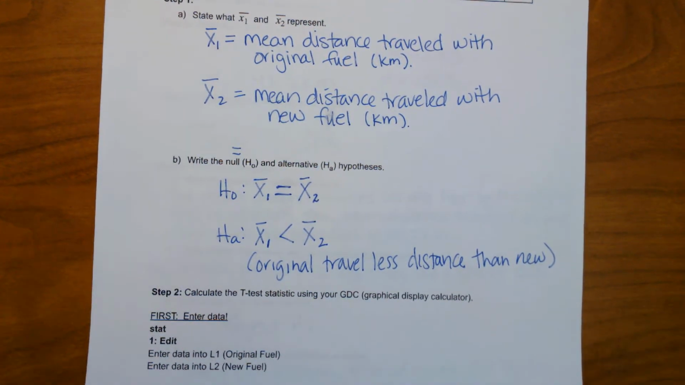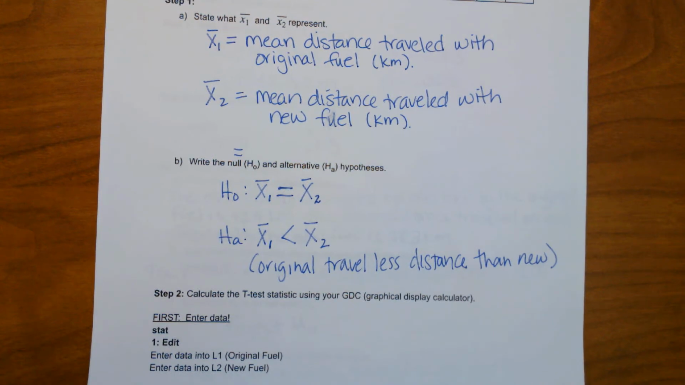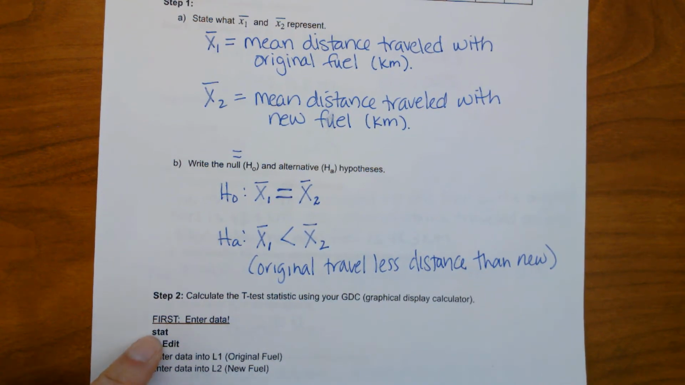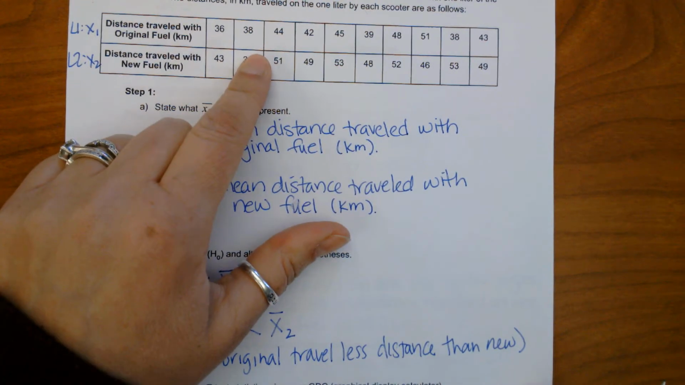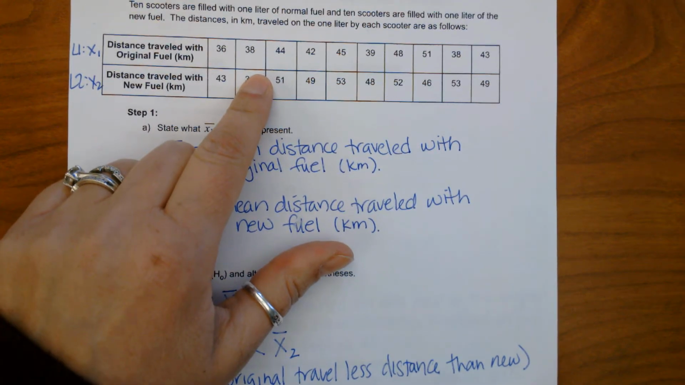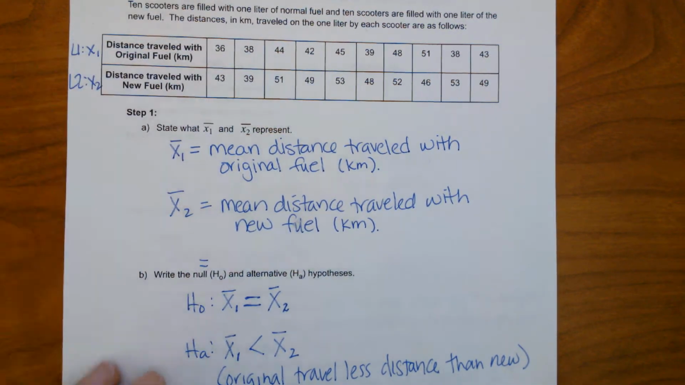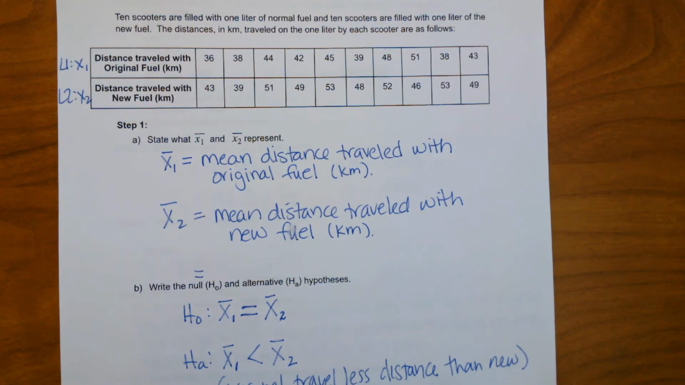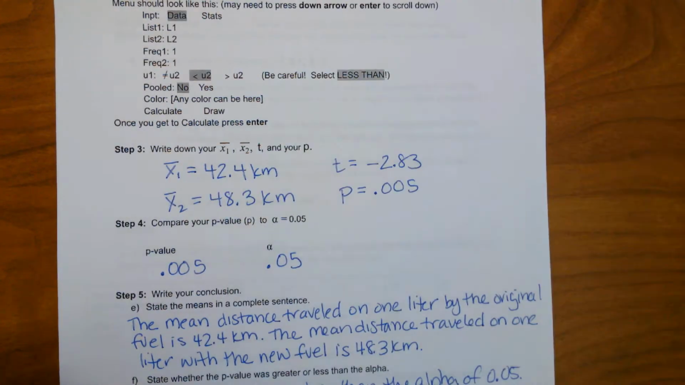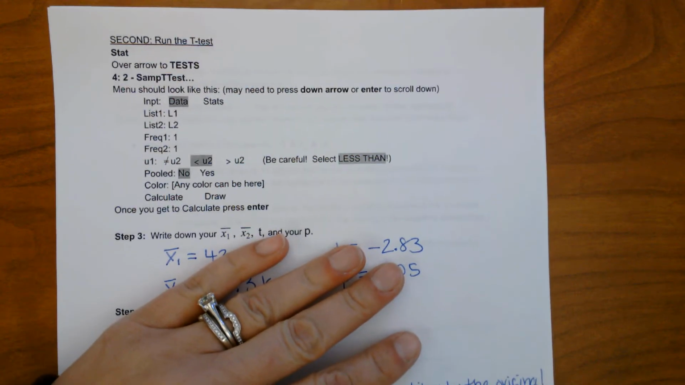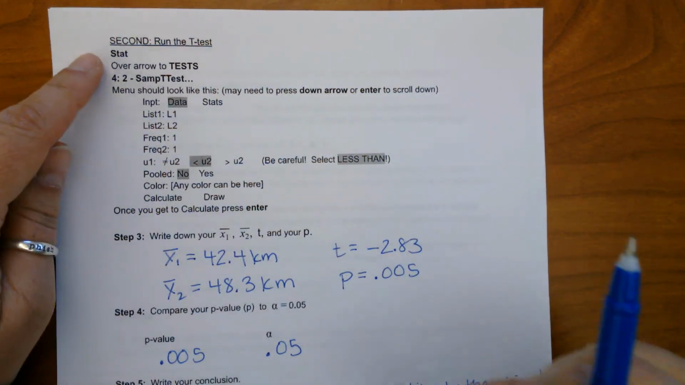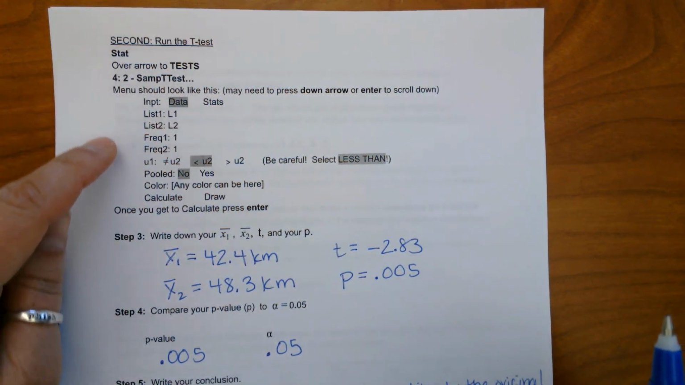If you're paying attention, hopefully you stopped the video, like, Dr. Mears, wait a minute. All right, number 2, let's calculate the test statistics. So let's enter our data. So put data L1 and L2, please, into your calculator. And after you put your L1 and L2 into your calculator, we are going to flip the page so that we can actually run the test.